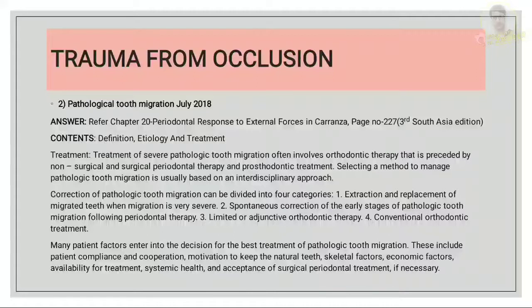The treatment part is not given in Carranza, so I have briefly mentioned it here. Even if you are not studying this whole part, at least please mention the middle portion which I have written, that is the correction of pathological tooth migration, which can be divided into 4 categories. These 4 categories you have to mention in the treatment aspect.